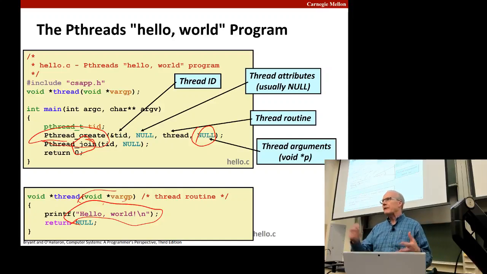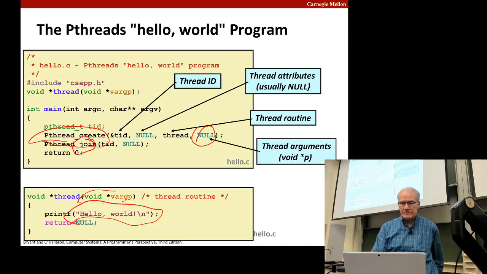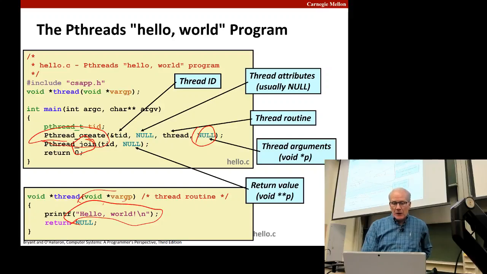So passing around void stars, as you know, is the way in C of creating generic arguments. It's not very elegant, but it gets the job done. C's version of polymorphism, you might say. And then pthread join, you'll see that the thread gets to return a void star, and pthread join can get a copy of that if it chooses.